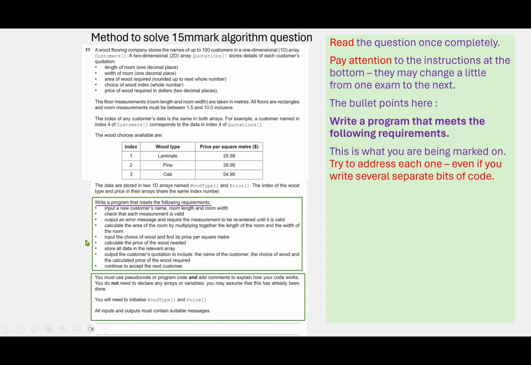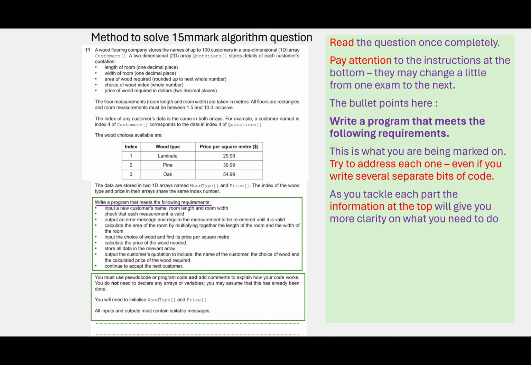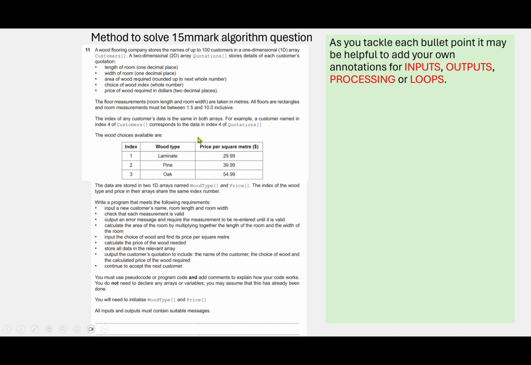So you have to try and address each one, even if you're not 100% confident that you can get it to work. They will allow you to have code that doesn't necessarily work or isn't entirely logical, as long as they can understand what you're trying to do. As you tackle each part, the information at the top will give you more clarity on what you need to do. So as you're working through these bullet points, you'll need to refer up here to get information that you need to answer the question.